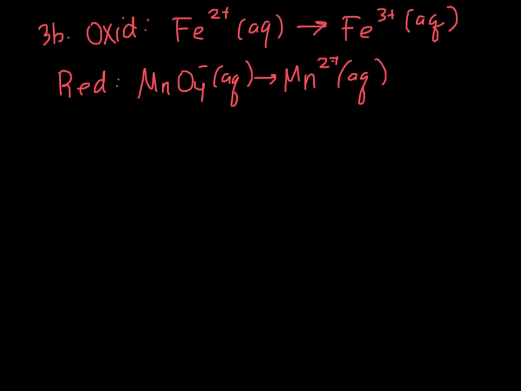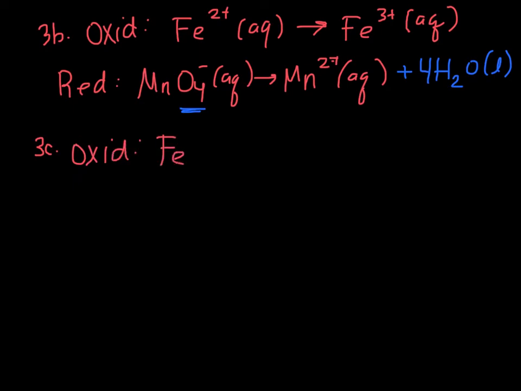And you see on the left side here we have 4 oxygen atoms, and so we are going to add 4 H2O to the right side. Now step C said to balance the hydrogens, and again for the oxidation half reaction we don't have any hydrogen, so we don't need to do anything with that.